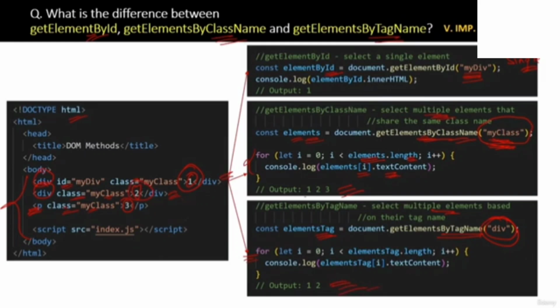Alright, that is the difference between these three. The first one will select only a single element, the second one will select multiple elements based on the class name, and the third one will select multiple elements based on the tag name.